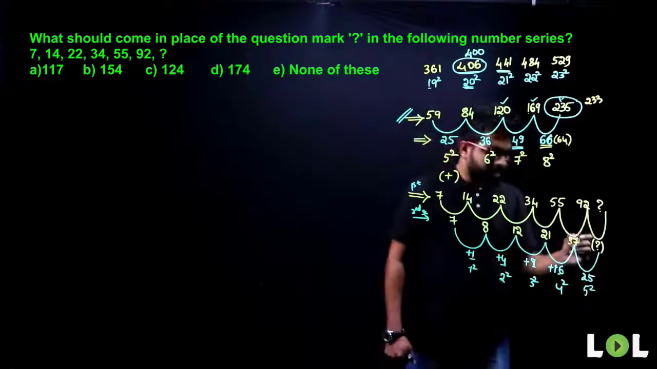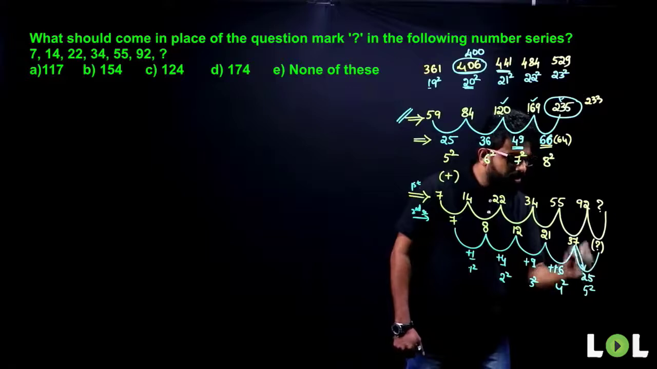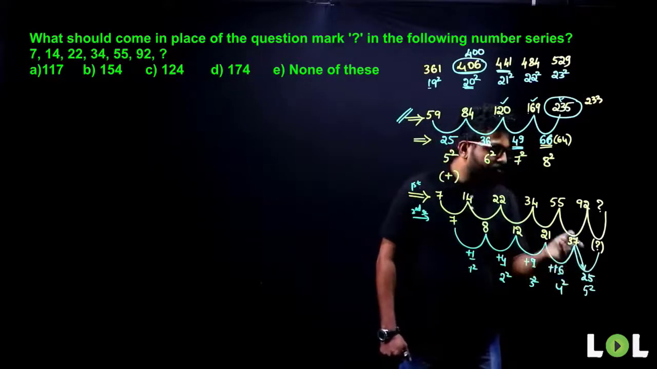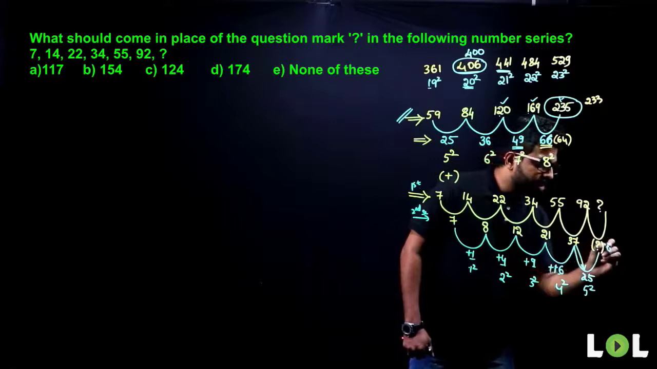So how do I get my missing term here? I need to add these two. 37 plus 25. What do I get? 57 plus 5 gives me 62. So the missing term in my second series is 62.